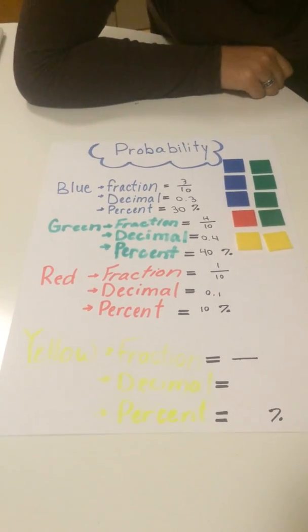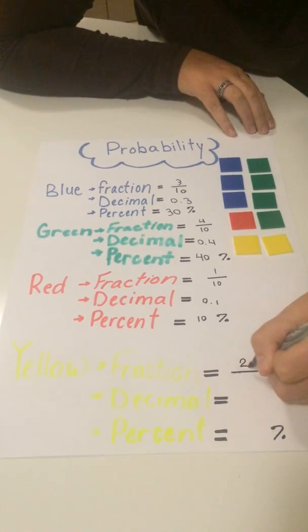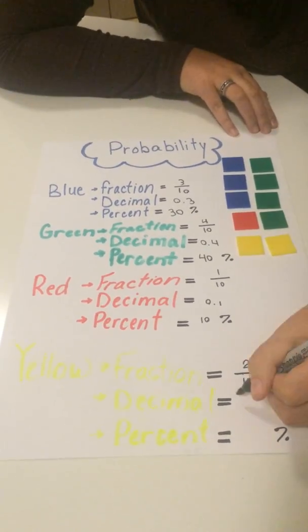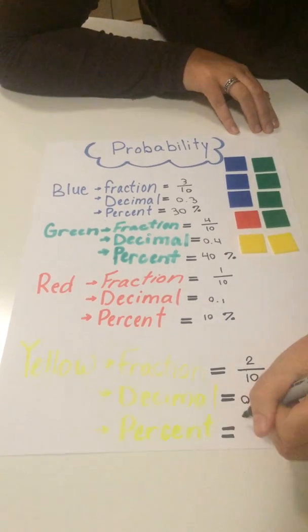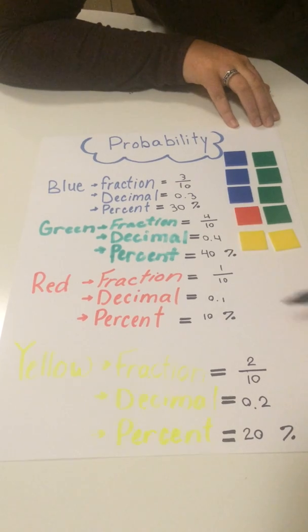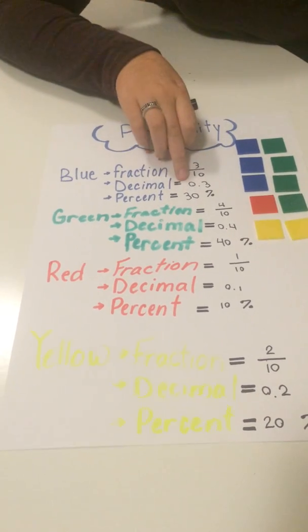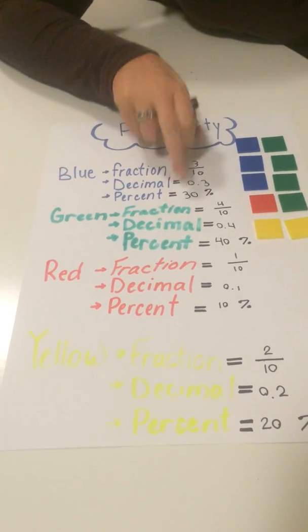What can yellow be represented as a fraction? 2 over 10. Very good. And as a decimal? 0.2. And lastly, as a percent? 20%. So if we were to total any of these up, either percents, decimals, or fractions, we would reach either 10 out of 10, 1.0, or 100%.